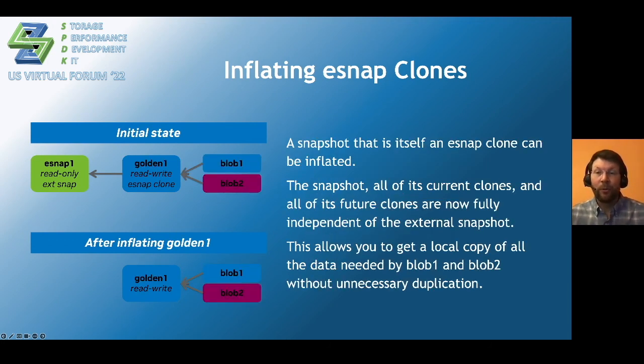Inflating esnap clones gets more interesting when the esnap clones are snapshots that have been cloned. This example shows a golden image, golden1, that is an esnap clone of an external snapshot, esnap1. Blob1 and Blob2 are clones of golden1. Think of the left pointing arrows as the back bsdev pointer. Clones can be created and deleted as needed. If circumstances dictate that it would be best to remove the dependence on the external snapshot, golden1 can be inflated. Having golden1 between esnap1 and the read-write blobs allows this dependency to be removed with a single data copy.